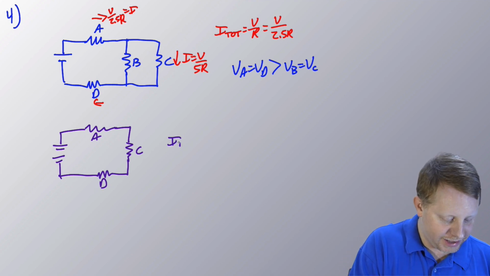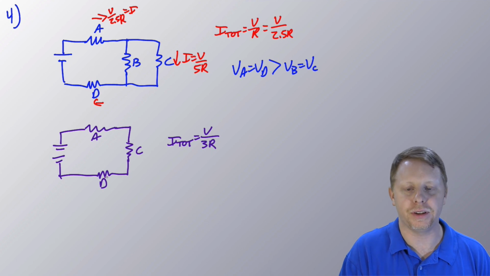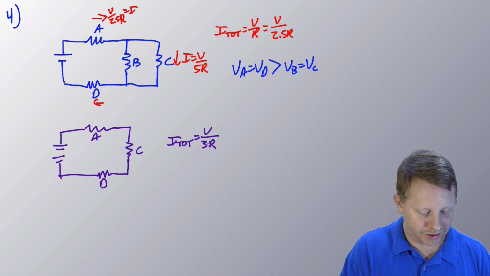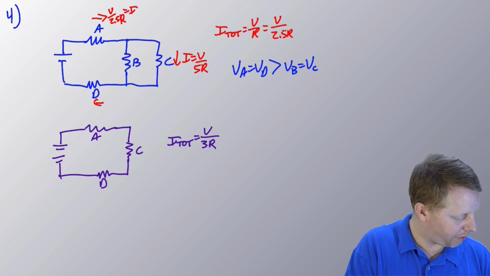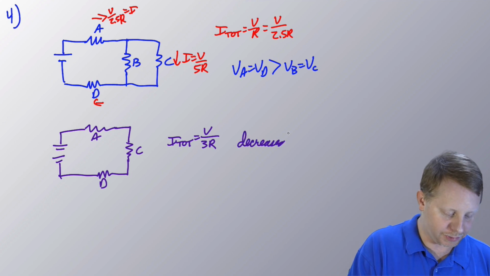Well, our total current now is going to be V over our total resistance, which is 3R. We just add up resistors in series. This is less than what we had up here. So what happened? It decreased, and we just explained why.